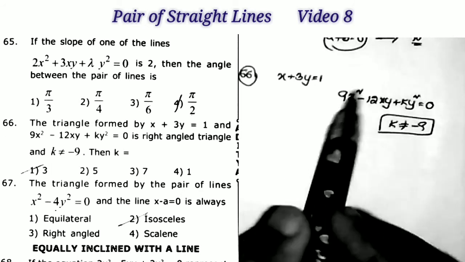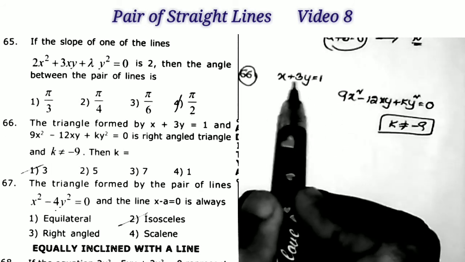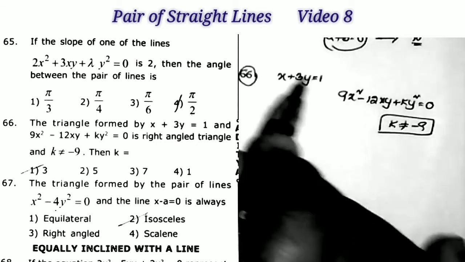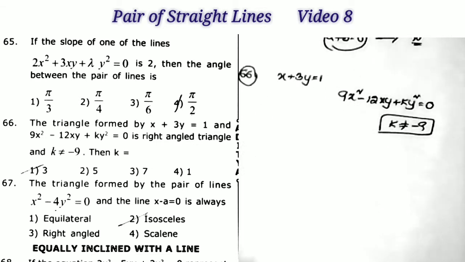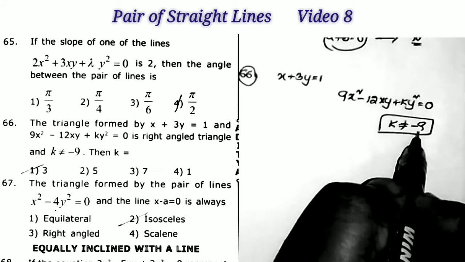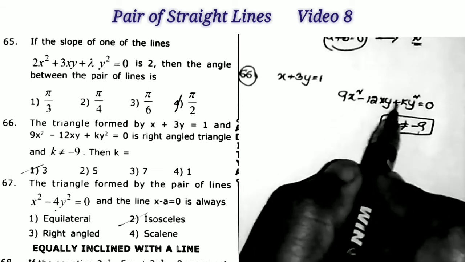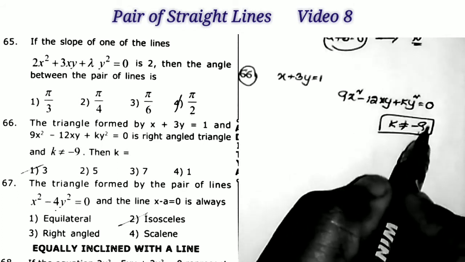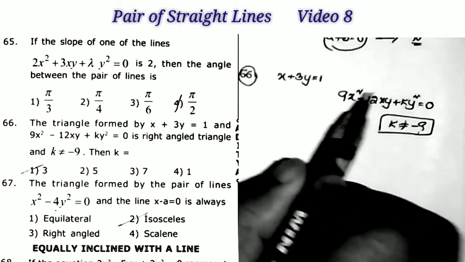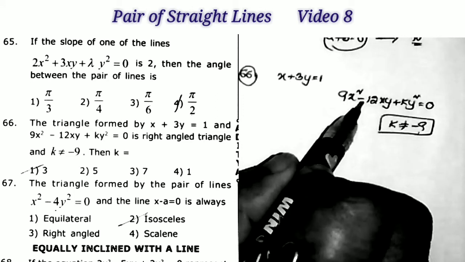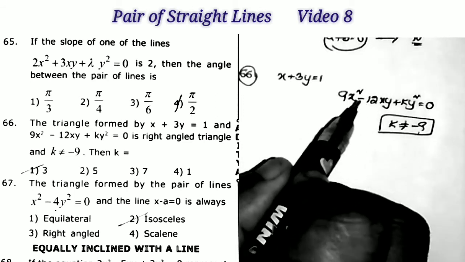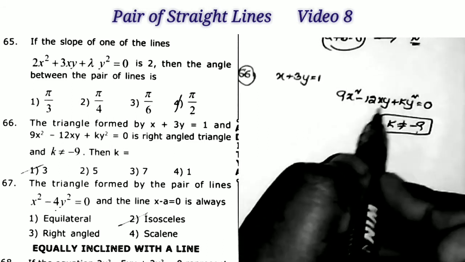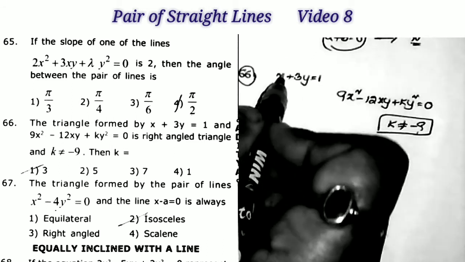So given that here one pair of straight lines is given, and one more line is given. Okay, 3 lines are given. Now given that these 3 lines form a right angle triangle and also given that k is not equal to minus 1. If k is equal to minus 1, these two lines are perpendicular to each other, but clearly given that k is not equal to minus 1 means the lines represented by this equation are not perpendicular. But it is a right angle triangle. That is, one of the lines of the equation is perpendicular to the given line.